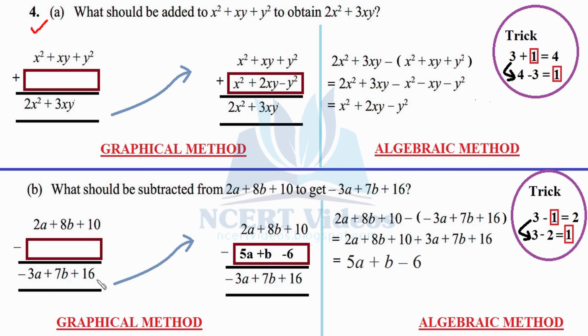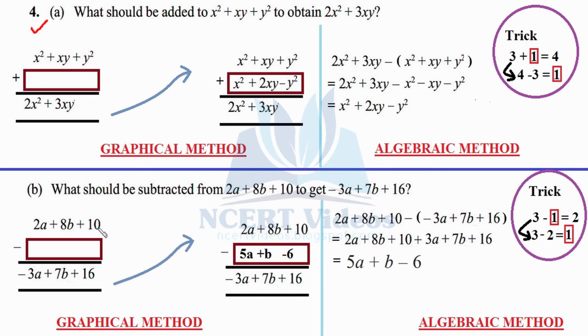So now let's visualize it. In the answer part, we are getting negative of 3a, but we have plus 2a. Therefore the number is becoming negative. Therefore if we introduce 5a to it, we will get minus 3a. Therefore minus 5a is introduced. We had plus 8b and it is getting subtracted to 7b. Therefore we have to introduce 1b, which will deduct 8b to give 7b.